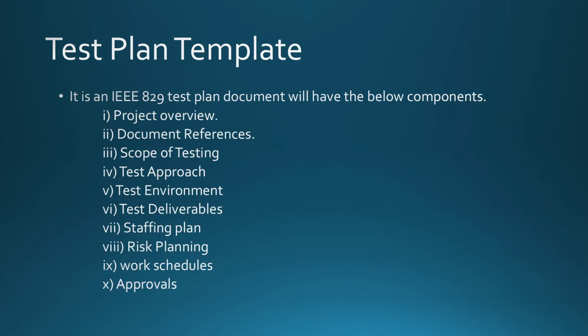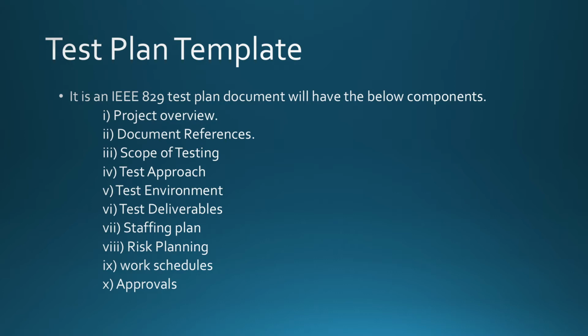The next slide is the test plan template. Based upon this test plan template, we are going to capture scope of testing, test approach, what the resources are, test deliverables, and work schedule. These are all stored inside this test plan template, which is an IEEE 829 test plan document with the below components: scope of testing, test approach, resources, test deliverables, and work schedules.